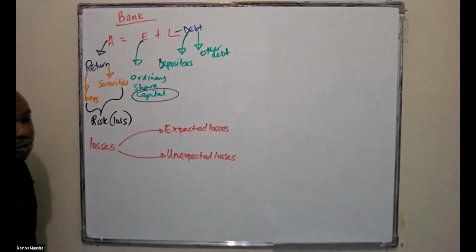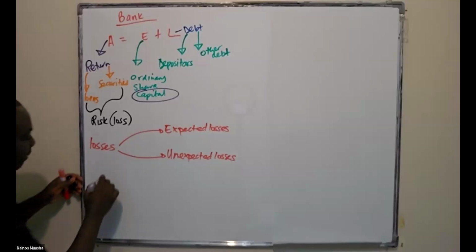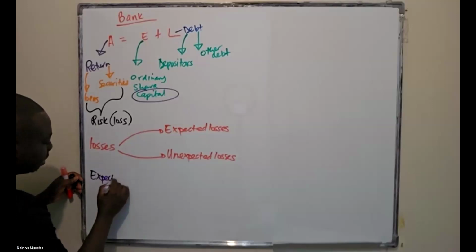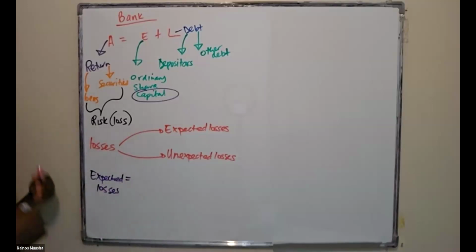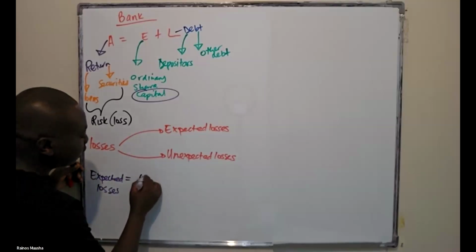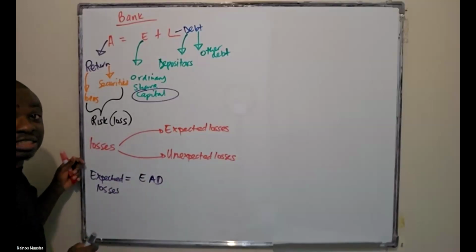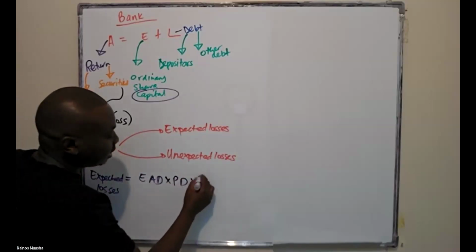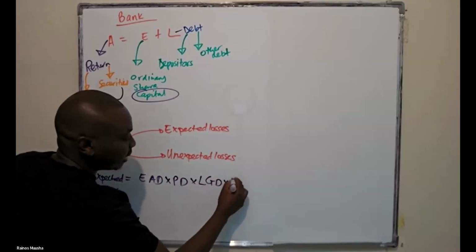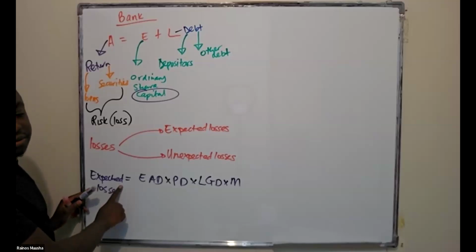Now, how do we determine the expected losses? To see exactly how much expected loss we need to cater for the bank, the expected loss is given as your exposure at default, which is going to be explained in the section that we're covering now, multiplied by probability of default, multiplied by the loss given default, multiplied by the term to maturity. And this is how they determine the expected loss.